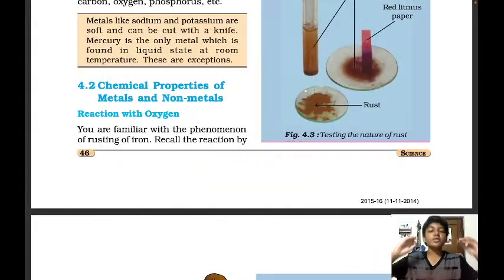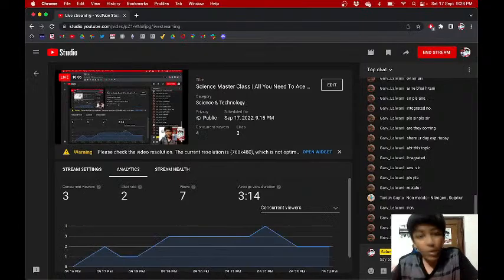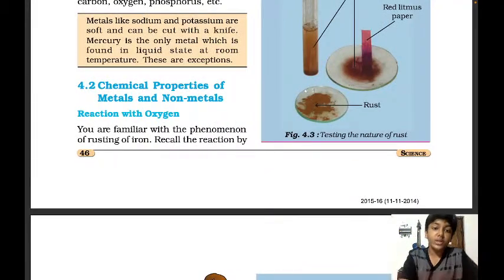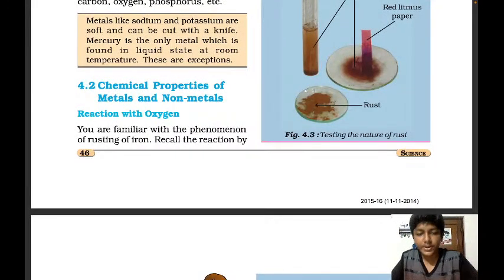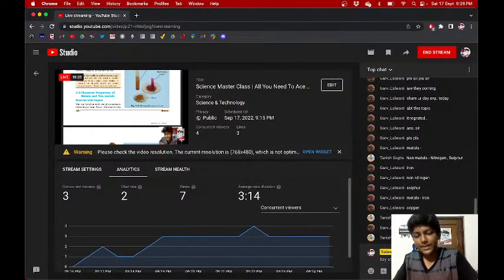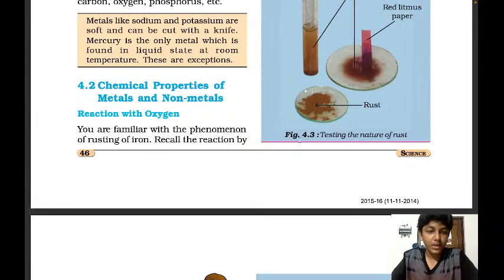Now these are the physical properties. These are very easy to remember, but the thing that matters the most is the chemical properties of metals and non-metals.